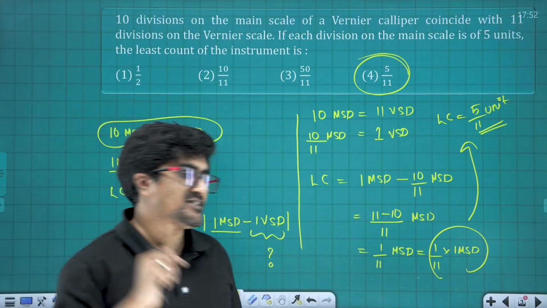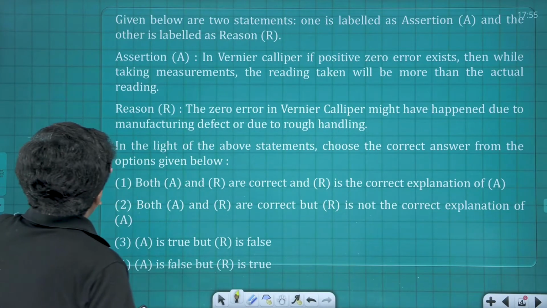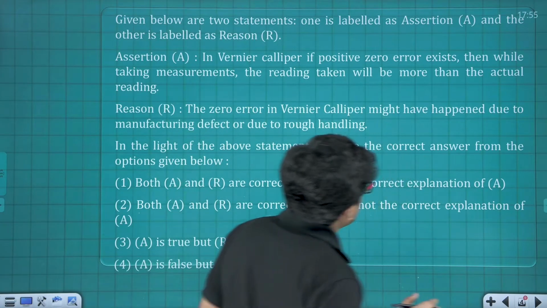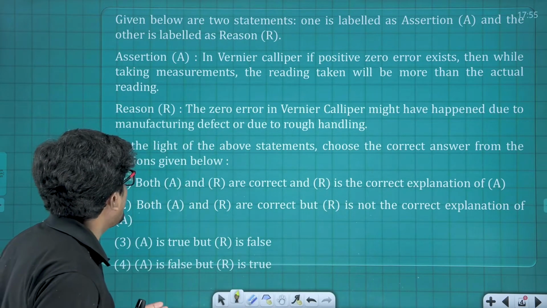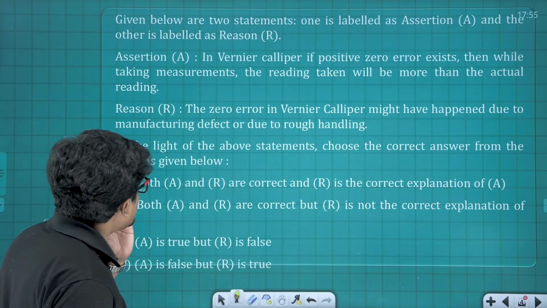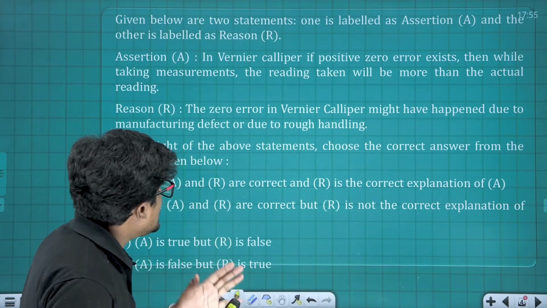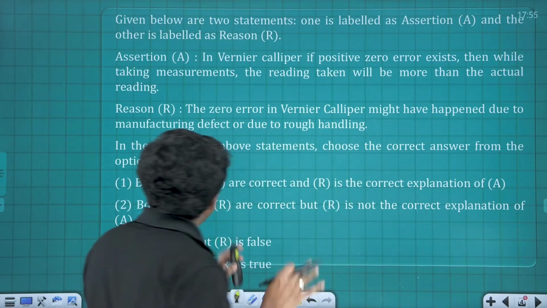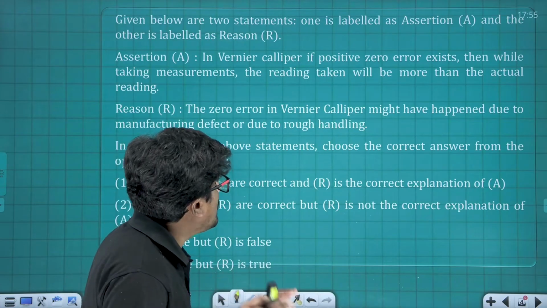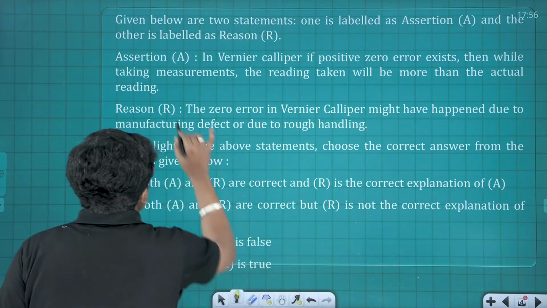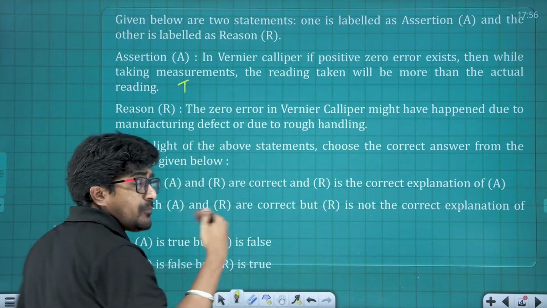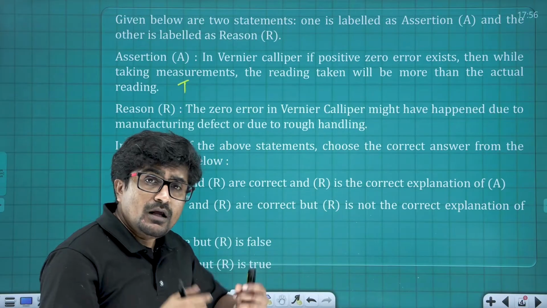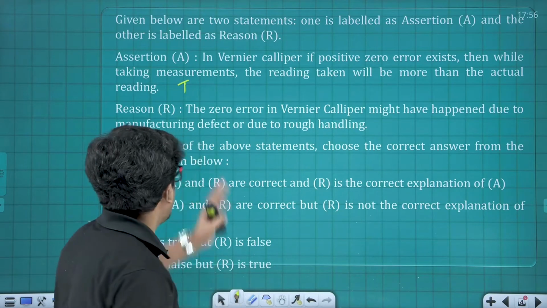Now let's move to the next. The question says, given below are two statements. One is labeled as assertion, capital A, and the other is labeled as reason. Assertion says, in vernier calipers, if positive zero error exists, then while taking measurement, the reading taken will be more than the actual reading. This is a true statement. For if there is positive error, that means the value we are measuring is going to be definitely greater than the actual value.